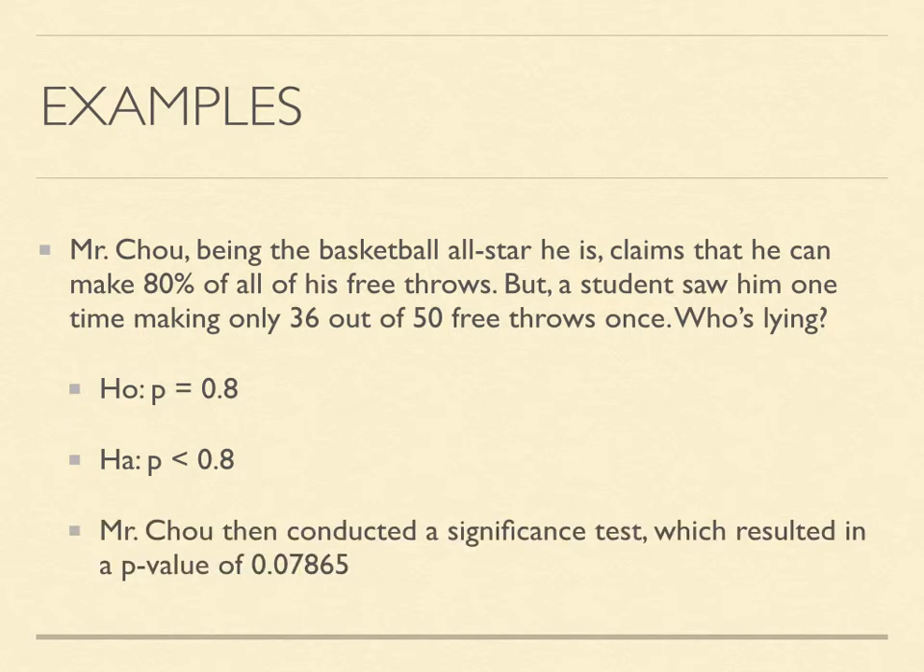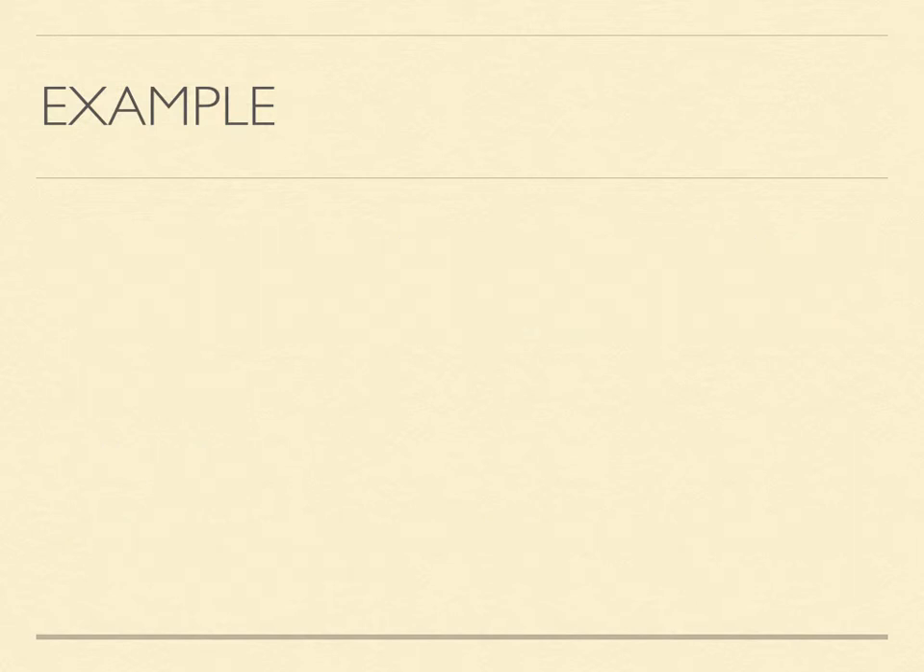And then Mr. Cho took out his calculator and was like, "No, random student, you're completely wrong." So he conducted a significance test, which resulted in a p-value of 0.07865. So that means if he did shoot his free throws 80% of the time, there is only a 7.865% chance of him making either 36 free throws or fewer than 36 free throws. Mr. Cho has his p-value now.